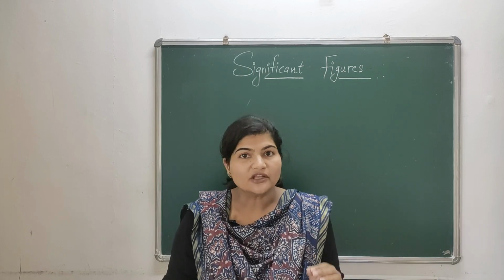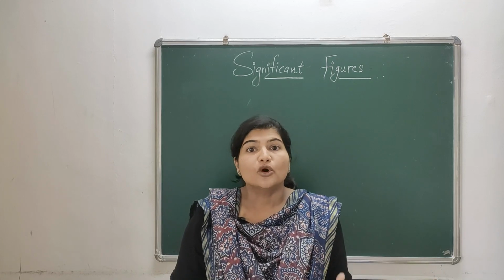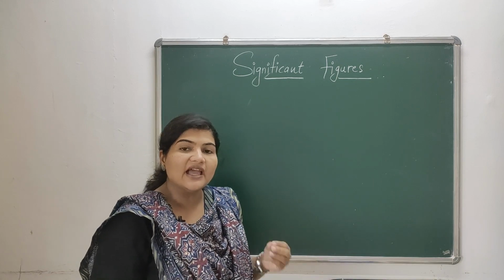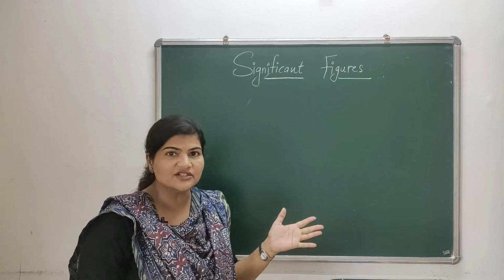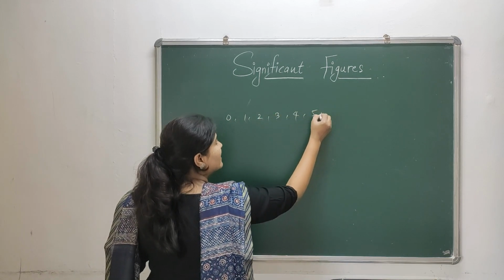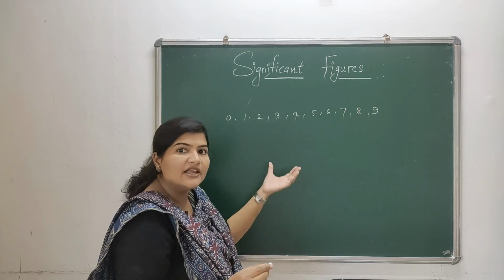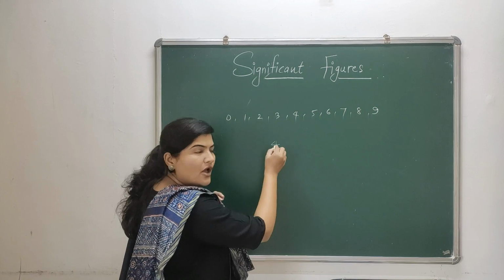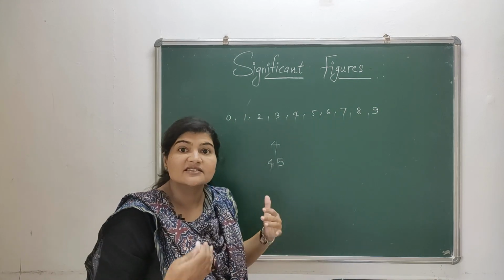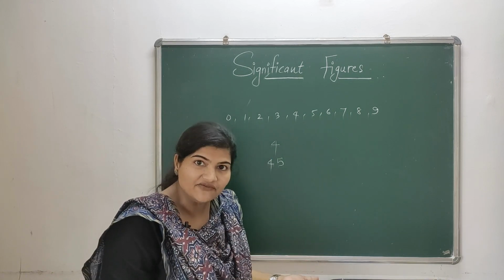In today's video, we are going to discuss everything about significant figures. Now, what are significant figures? Let's first understand that. See, we have digits. We have 10 digits: 0, 1, 2, 3, 4, 5, 6, 7, 8, 9. These are the digits. When I use a digit alone or in combination with other digits, these digits serve to express a number, right? Now, what are significant figures?